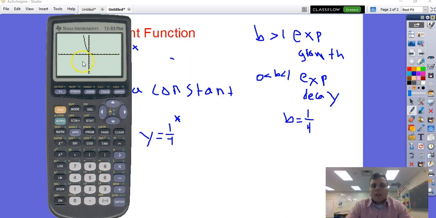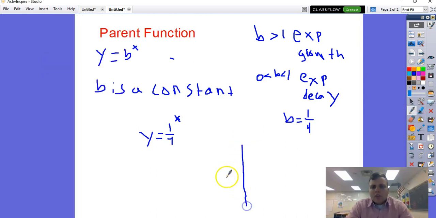This type of graph is referred to as exponential decay. When your graph is falling from left to right, so that means it's going downwards from left to right, it looks something like this. That's referred to as exponential decay. Now, at this point in time, it actually still has the same asymptote. It still has the asymptote at y equals 0, or the x-axis. The asymptote is still there, so that didn't change.